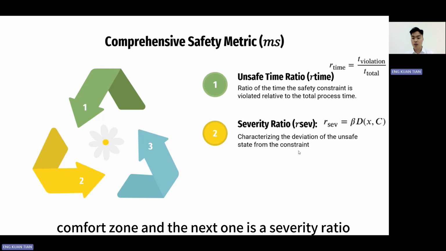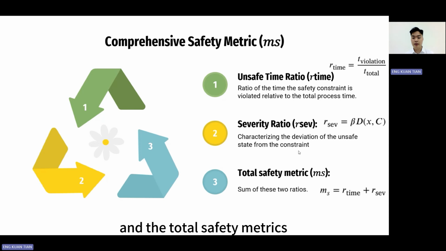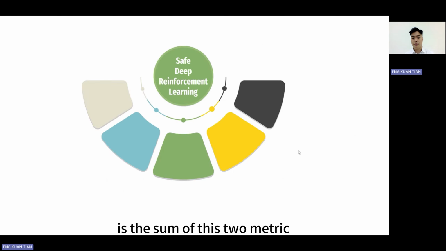The next one is the severity ratio, which is the severity of the violation, characterizing the deviation of the unsafe state from the constraint. For buildings, this is the maximum percentage deviation of the temperature from the upper or lower limit during the test period. And the total safety metric is the sum of these two metrics.